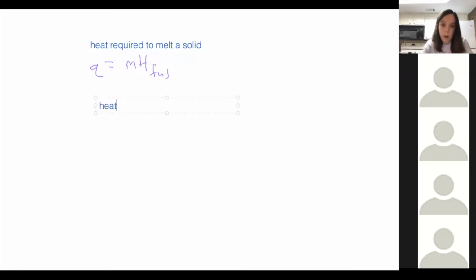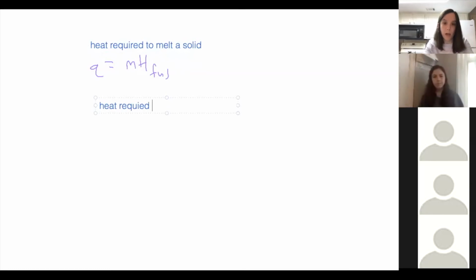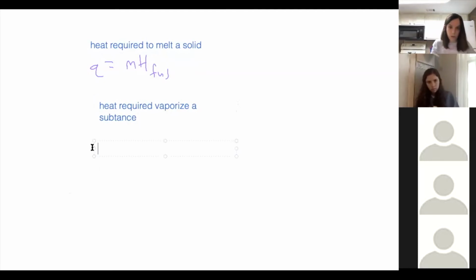And then heat required to boil something or vaporize, either way. Heat required to vaporize a substance is a similar equation. You take the mass of the substance and multiply it by heat of vaporization. So it's mass times heat of vaporization.